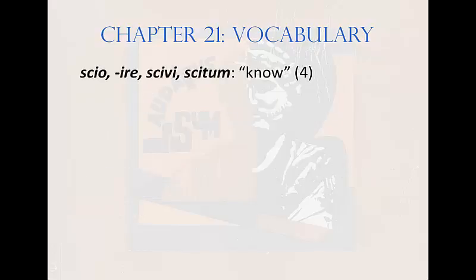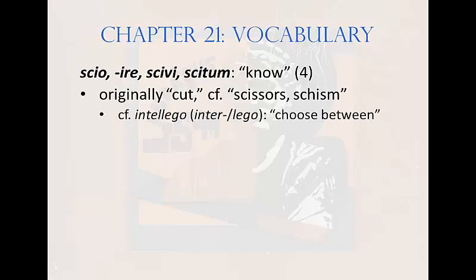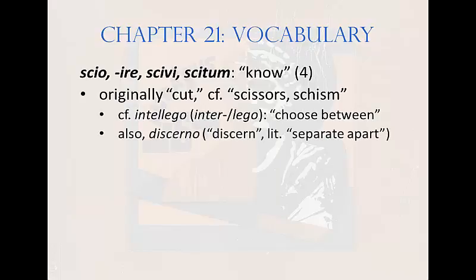The next word is scio, scire, scivi, scitum. It means know, and it's a fourth conjugation verb. The basic meaning of scio is cut, as can be seen in English derivatives like scissors, or a word we get from a Greek cognate, schism. Other Latin verbs that also mean understand employ the same metaphor. For example, intellego, which is actually inter plus lego, meaning choose between, and discerno, literally to separate apart, both have an underlying sense of cut.